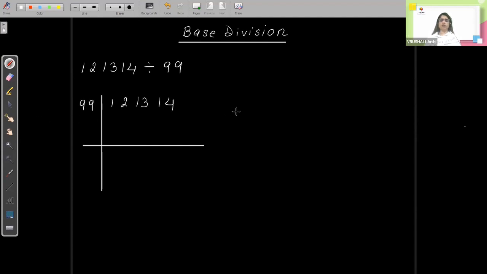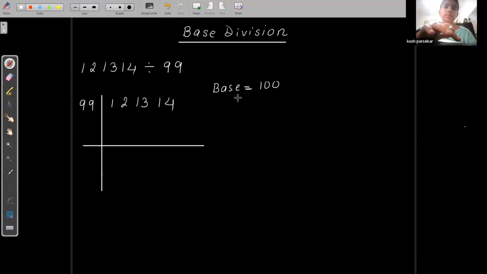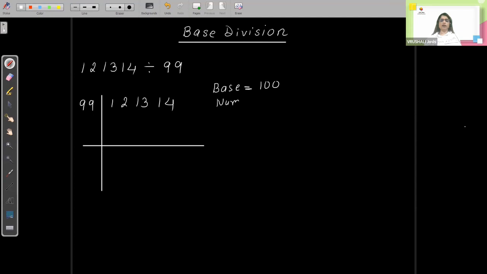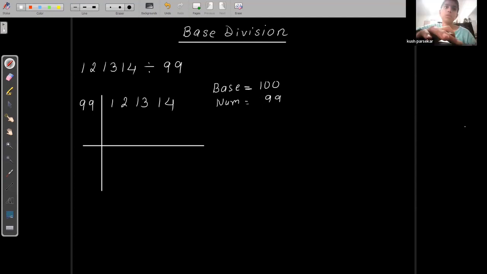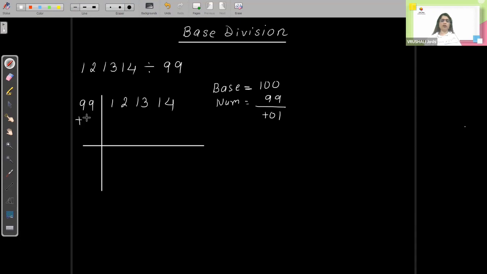Quickly I'll do this and we'll move to the difficult level. Okay. What is the base here? 100. Base is equal to 100. And what is the number by which we are dividing? It is 1, 2, 99. So the difference will be plus 0, 1, correct? This plus 0, 1, we are going to write it here.